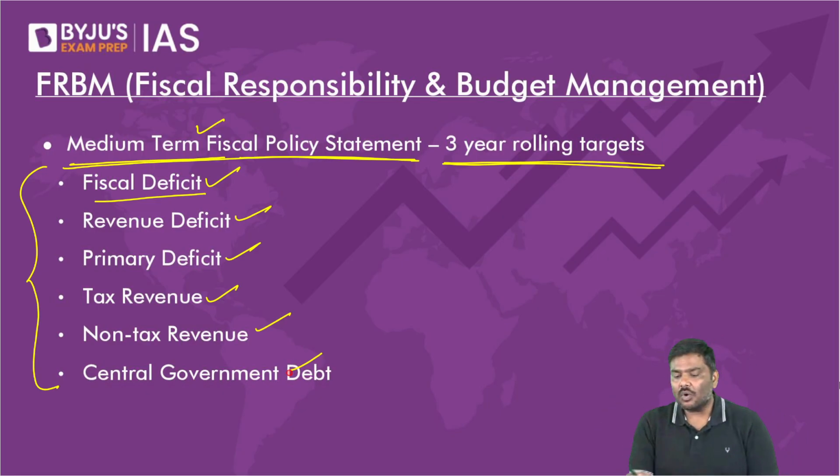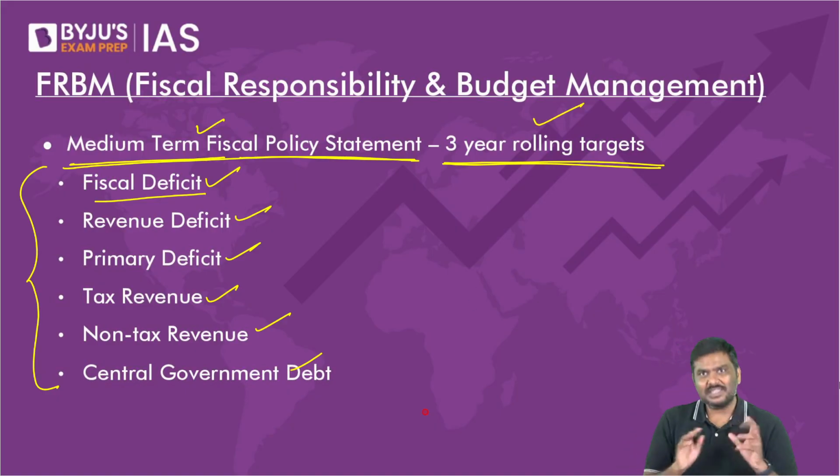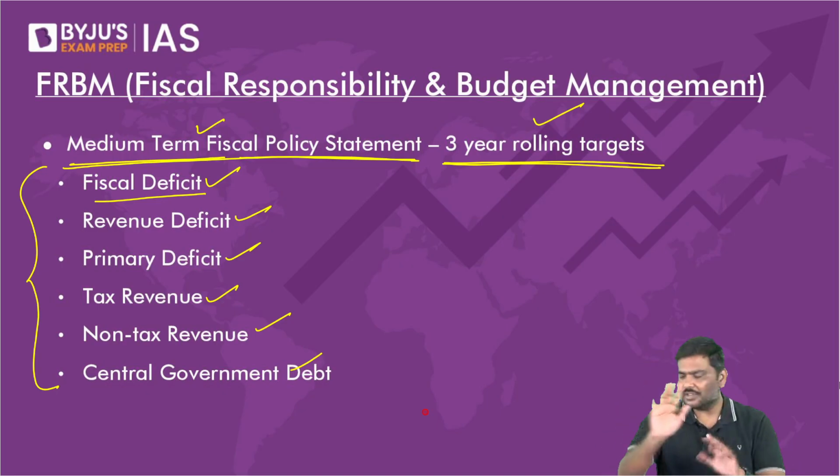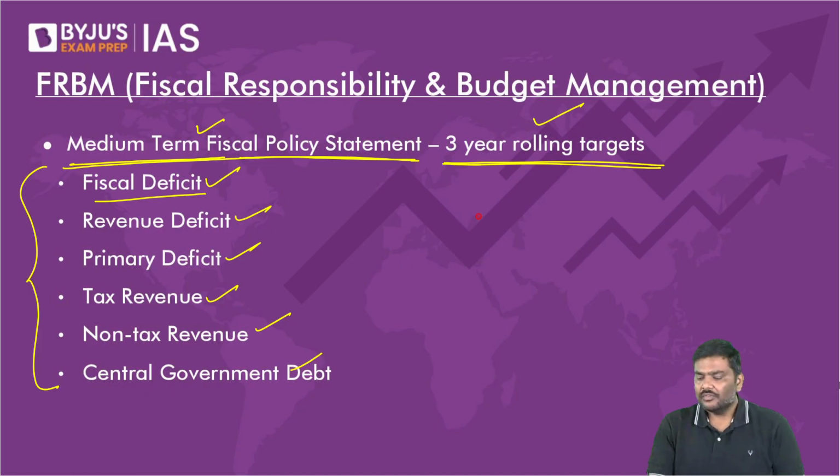Now, why are these called rolling targets? Please tell me hypothetically. Just understand this carefully. You are the finance minister. Congratulations. So let's say for the next financial year, 24-25, you want to target fiscal deficit to, let's say, 4.8%. For 25-26, you want to target fiscal deficit of 4.1%.